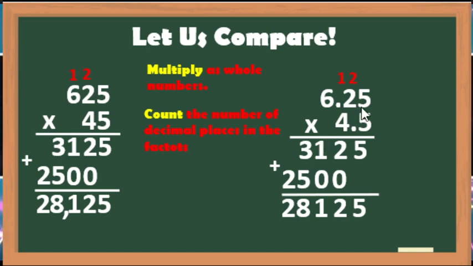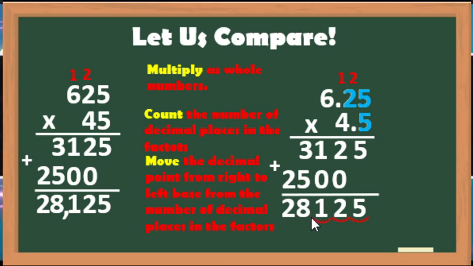Let us count the number of decimal places in our factors. We have 1, 2, 3. So we have 3 decimal places. Then, move the decimal point from right to left based on the number of decimal places in our factors. But where is the decimal point here? The decimal point is right after the digit 5. So we need to move the decimal point thrice, going to the left. So let us move. 1, 2, 3.